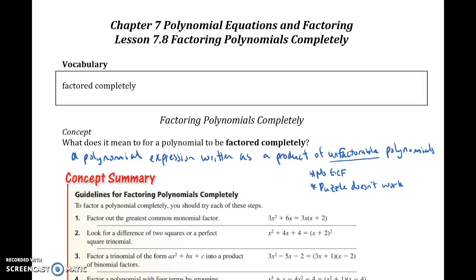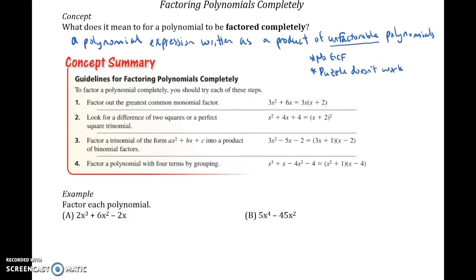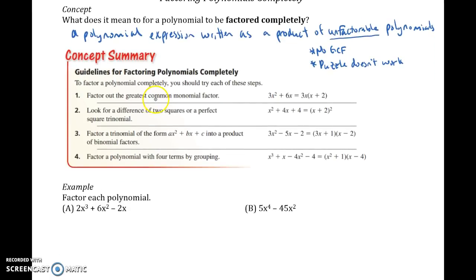We're just going to start from start to finish and think about, well, what is it that I can take apart? And if you look at the summary here, the guidelines, always start with looking for a GCF. Sometimes your GCF is 1, that's okay, but always start with the GCF because that'll make the expression in the parentheses smaller, easier to work with, and to help you factor some more. Okay, number 2, this is optional.